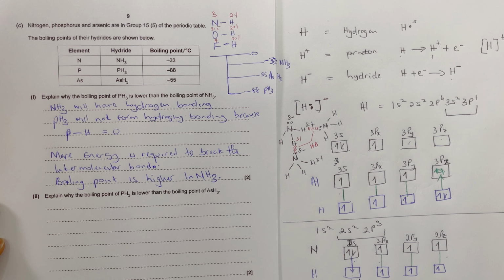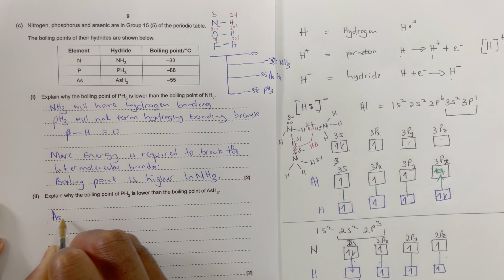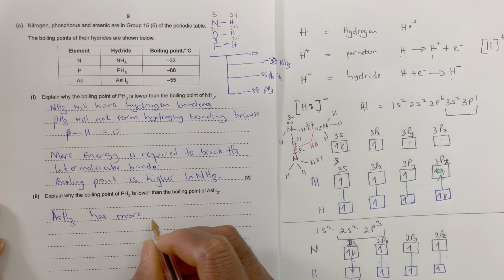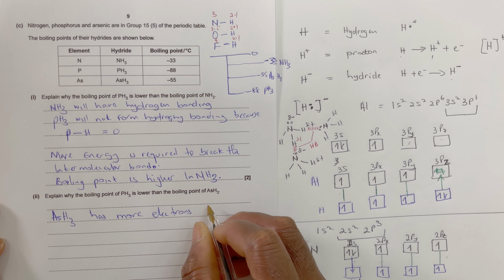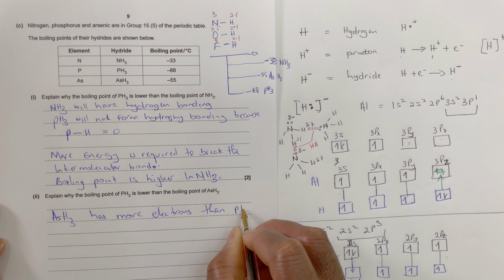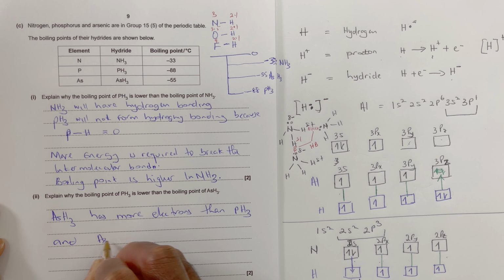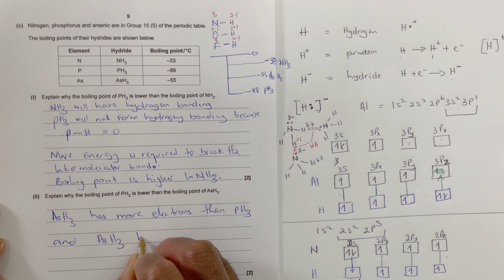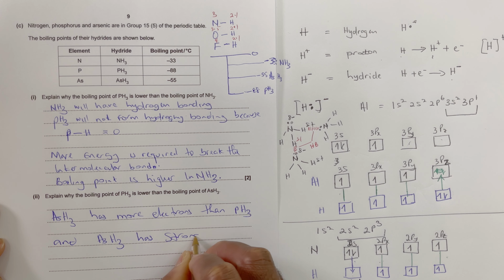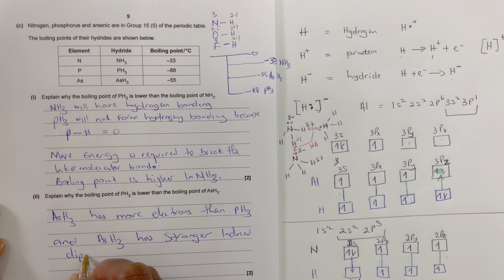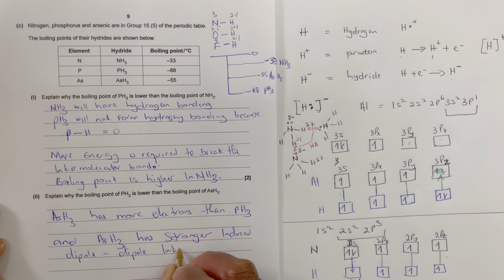Well, arsenic has more electrons because it's bigger. So AsH3 has more electrons than PH3, and so arsine has a stronger induced dipole interaction. So that's why. What do we mean by that?